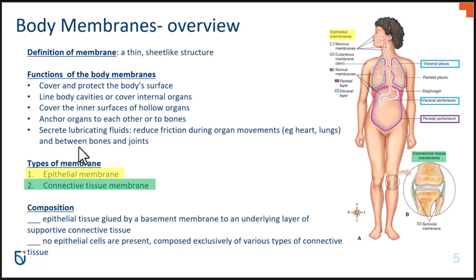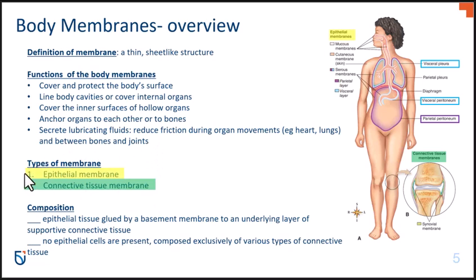It's going to secrete a lubricating fluid, and that lubricating fluid is going to work to prevent friction that would otherwise inevitably happen as our organs move. Even as our heart beats, as we breathe in and out, friction would be generated if it wasn't for the protection from this lubricating fluid. And even between our bones and our joints, the lubrication prevents wear and tear.